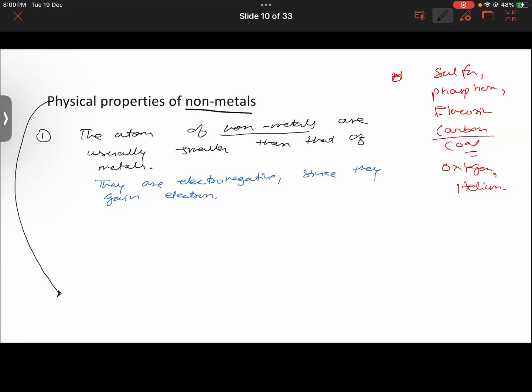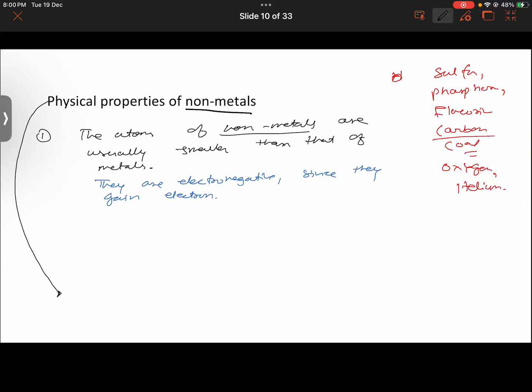Good. They can be brittle in nature. They are non-malleable and non-ductile. Neither can you beat them into sheets nor can you draw them into wires. Okay. Also, they are not hard.